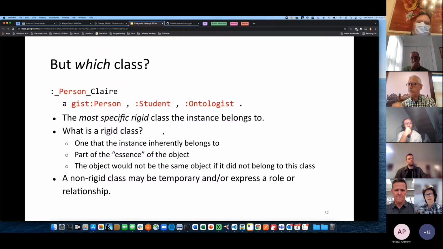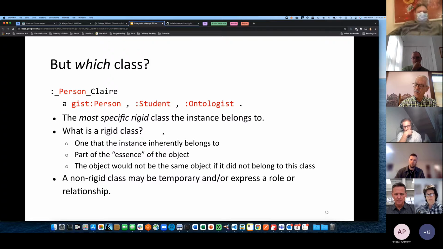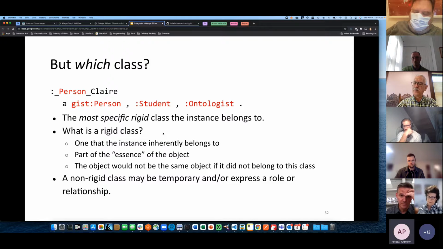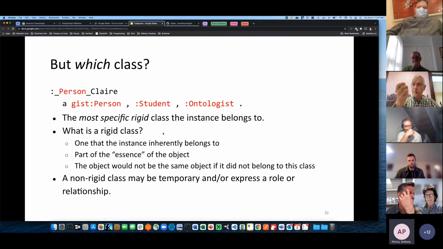So a non-rigid class is something that could be temporary or express a role or a relationship, like these other ones you see here. So I'm wondering if that addresses what you were talking about, Anthony. I understand what you're saying here. I respectfully disagree in terms of what universals mean, of how the subsumption is modeled now between ontologist and person.